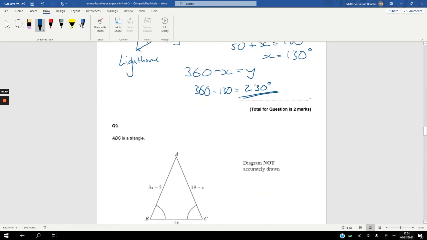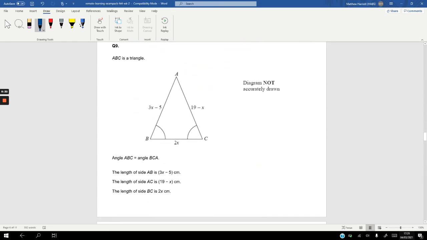So let's move on to question 9. I'm told the angle ABC and the angle BAC are equal. This is the angle ABC, this is the angle BAC. ABC, BCA. Okay, those two angles are equal. So straight away I should know that this is isosceles. Now, what do I know about an isosceles triangle? That these two lengths also have to be equal.